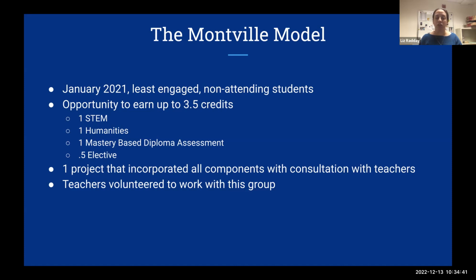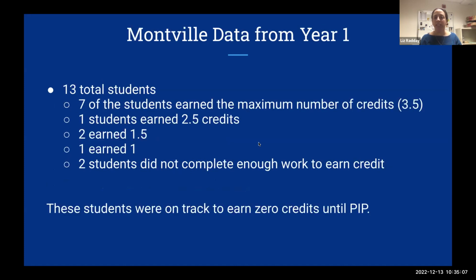So there was, I'm sure, a lot of planning time on the Montville side. But each student was given the opportunity to earn 1 STEM credit, 1 humanities credit, their mastery-based diploma assessment credit, and a half a credit for an elective. They designed 1 project that incorporated all of those components through consultation with their teachers. And it was a group of teachers that were really interested. I'm just going to give you a little bit of data, and then I'm going to turn it over to Kelly to tell her story.